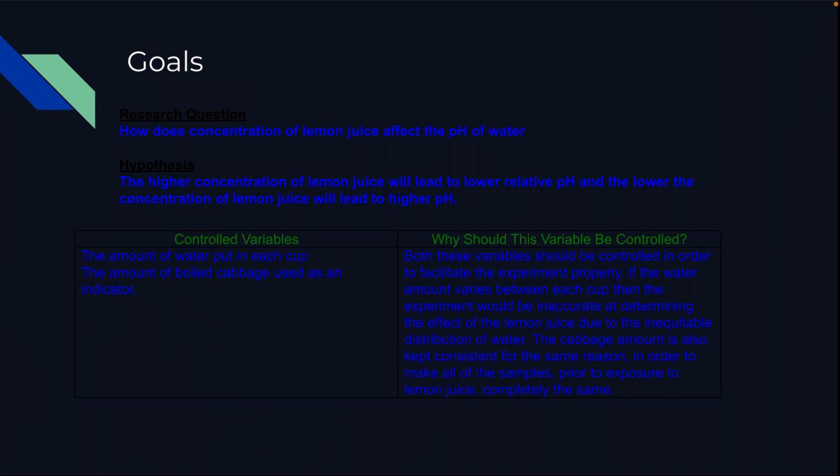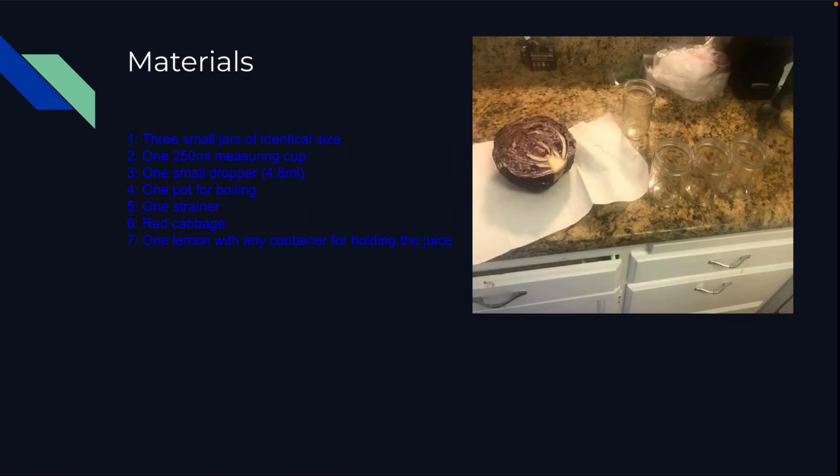If the water or cabbage varied between each cup, then the experiment would be inaccurate because the samples would be different and the lemon juice wouldn't have equal footing to be tested because each cup would be varied. So these two factors have to be controlled to properly run this experiment in the first place.